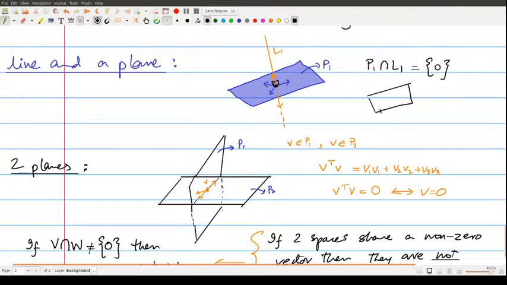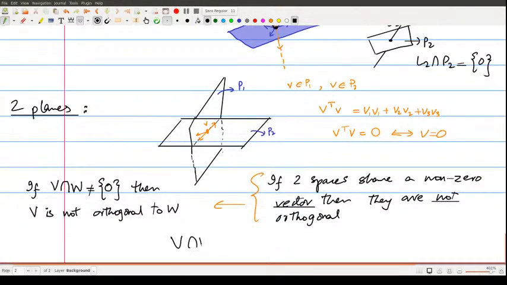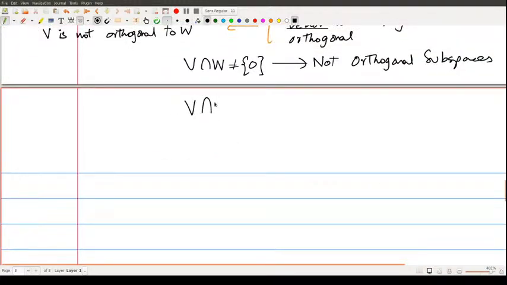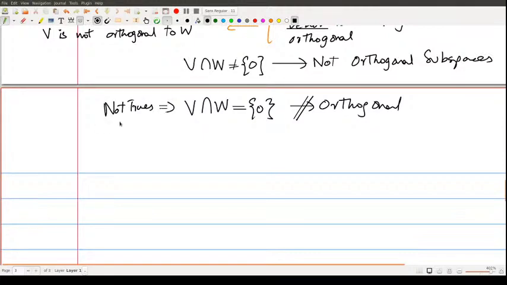For example, let's think about this plane and then a line that is going off at an angle that is not 90 degrees now, which means that this at least doesn't guarantee me. So if this is P2, L2, then L2 intersection P2 is still zero, but it doesn't guarantee me, right? So I can say that V intersection W not being equal to zero guarantees that these are not orthogonal subspaces. But I cannot say the other way around. I cannot say that if they have just the zero vector in common, then they are orthogonal. This is not true, right? You can't make that connection.